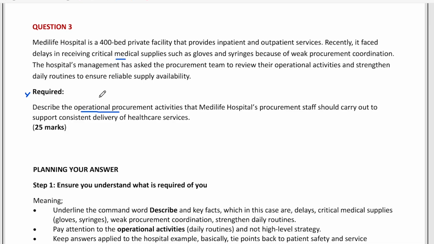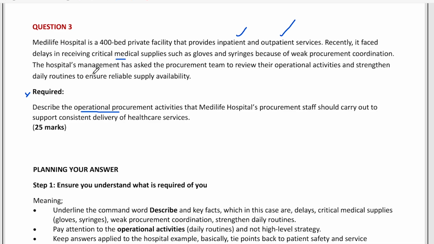Let's go through that, using the question we looked at and many more questions, depending on whether you're watching this as an exclusive member or not. Let's go through that and see what is what. So we're back to this question. MedLife Hospital is a 400-bed facility that provides inpatient and outpatient services. And recently, it faced delays in receiving critical medical supplies such as gloves and syringes because of weak procurement coordination.